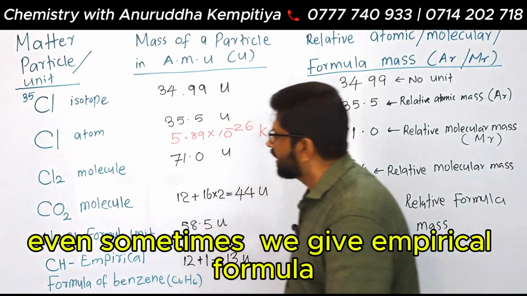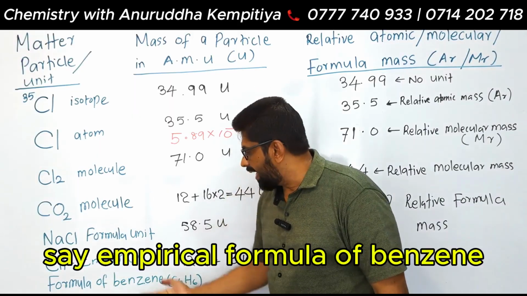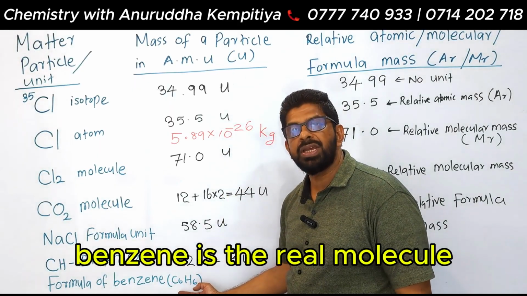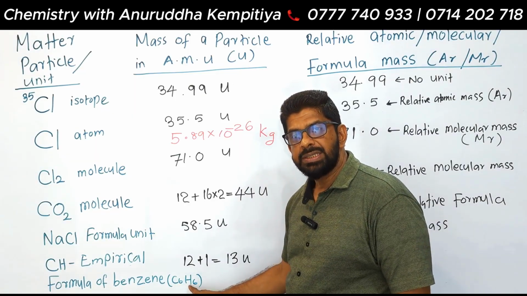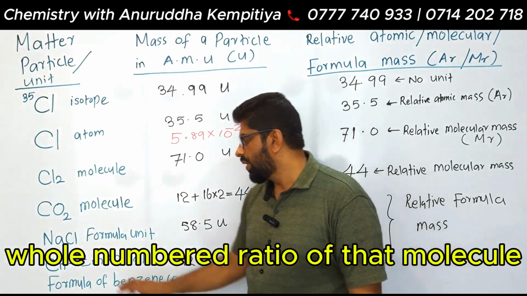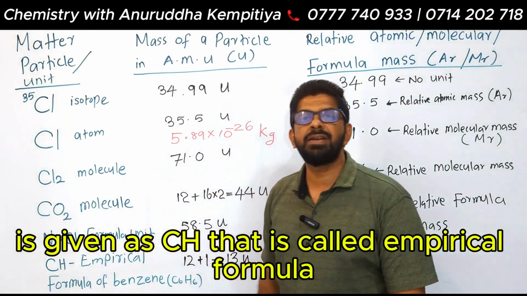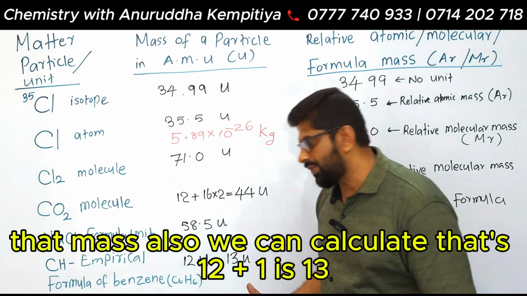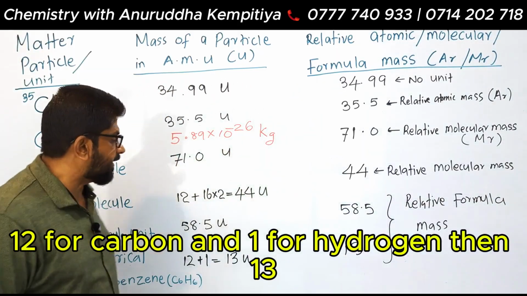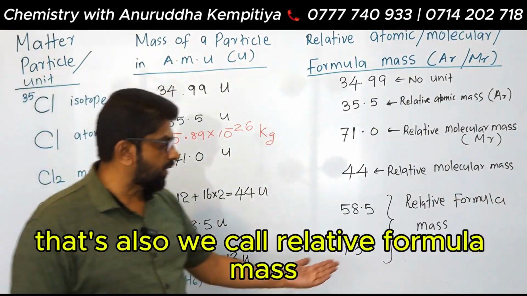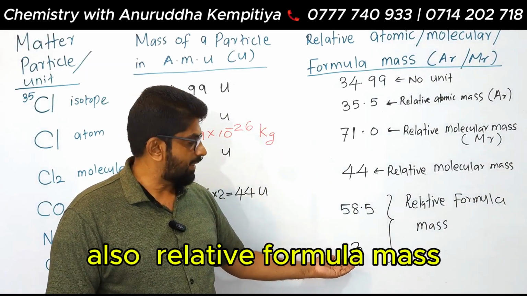Even sometimes we give an empirical formula. Say, the empirical formula of benzene. Benzene is the real molecule. It has 6 carbon and 6 hydrogen. The ratio is 1:1, so the simplest whole-number ratio of that molecule is given as CH. That is called the empirical formula. That mass we can also calculate: 12 plus 1 is 13, 12 for carbon and 1 for hydrogen. That 13 we also call relative formula mass. The mass of an empirical formula is also relative formula mass.